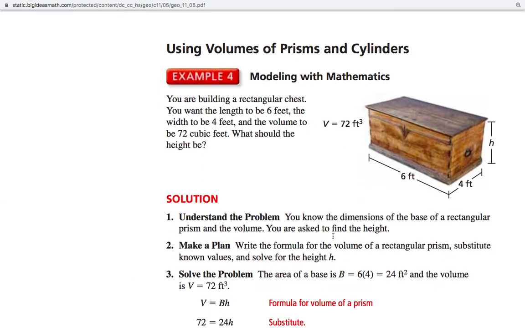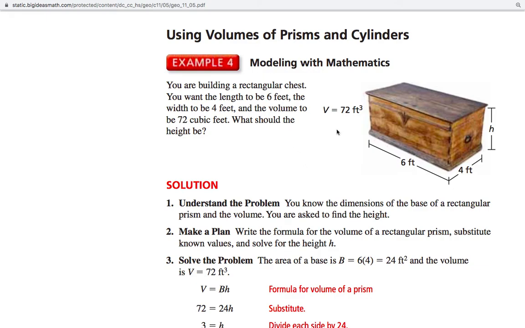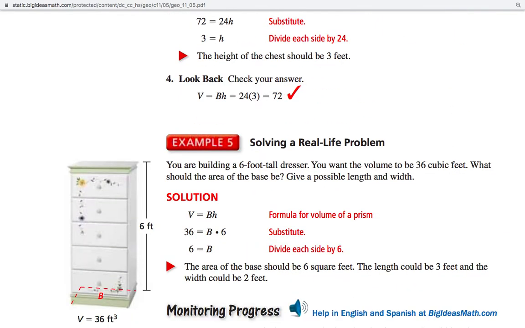Moving on, like I said, there's a lot of stuff in this. Modeling, just sometimes they're going to give you that figure, they're going to give you the volume, and you're going to have to solve for one. So set up your equation, right? You got base area times height, so 24 times the height equals 72. We know the height has to be 3. So that's what they're looking at in example 4.